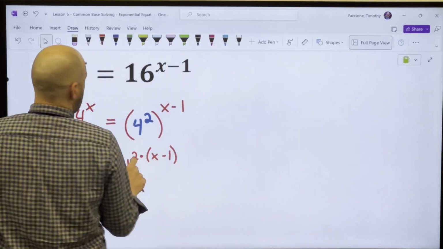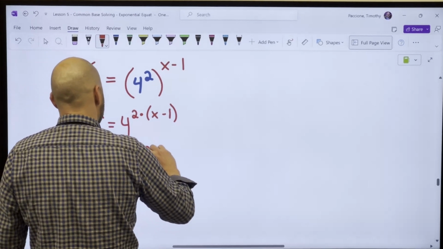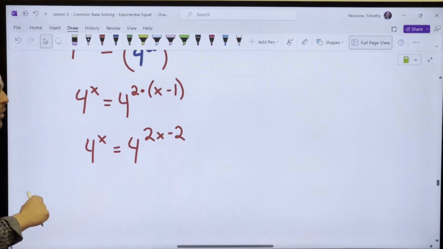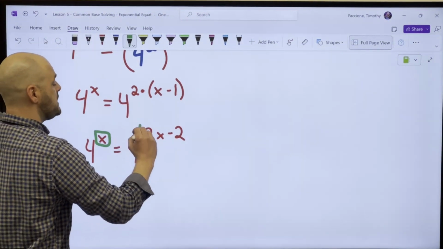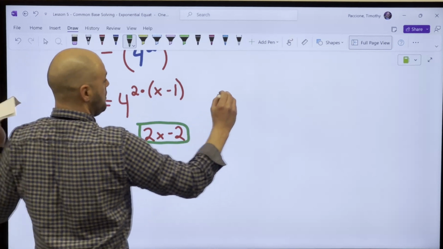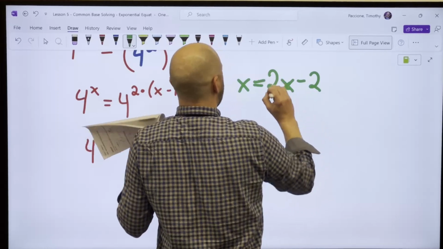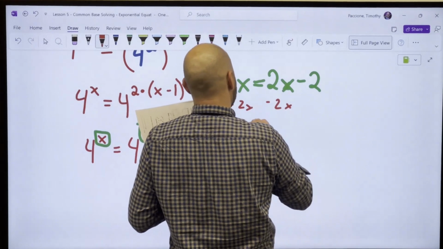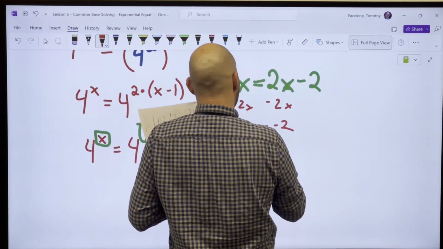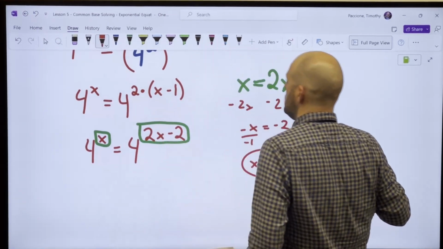Okay. Now, this becomes 4 to the x equals 4 to the 2x minus 2, right? And at this point, once you get those common bases, they kind of drop away because you know that if you have the same base, this must equal this. So you say, okay, x equals 2x minus 2, and you solve that problem. So I minus 2x on both sides. I get minus x equals minus 2. X equals 2.